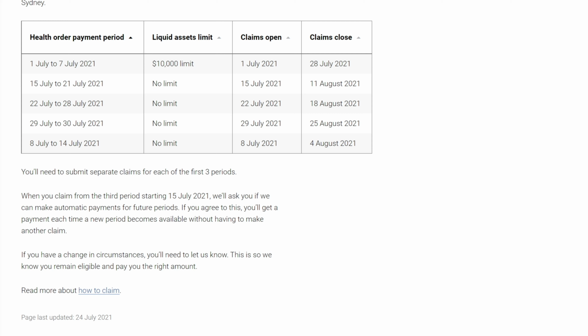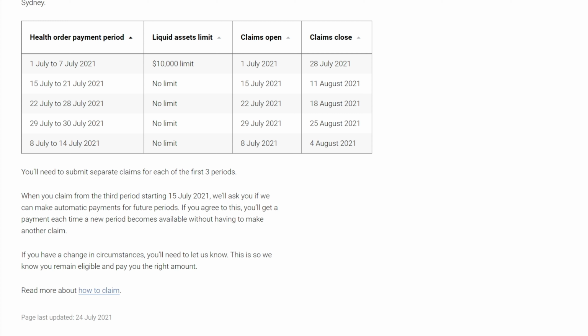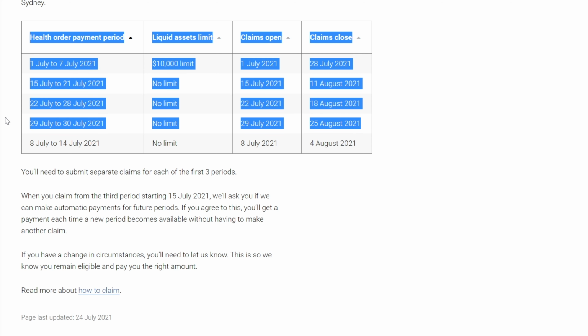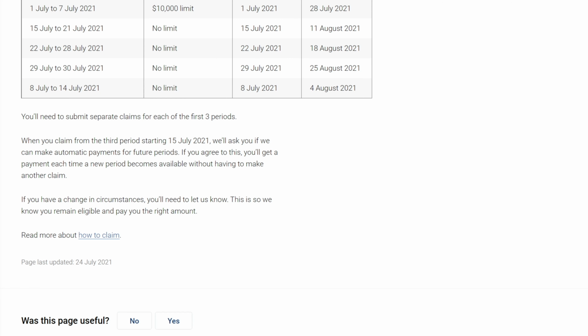And the claims open from 15 July and it closes on 11th August 2021. And the third period is 22 July to 28 July, and the claims open on 22 July and it closes on 18 August, and so on. After you get these payments, the payments can be set up to recur automatically. Again, you'll have to submit separate claims for each of these 3 periods.